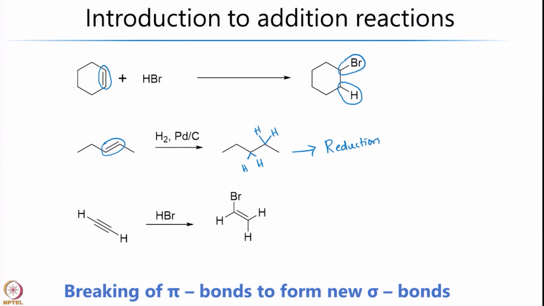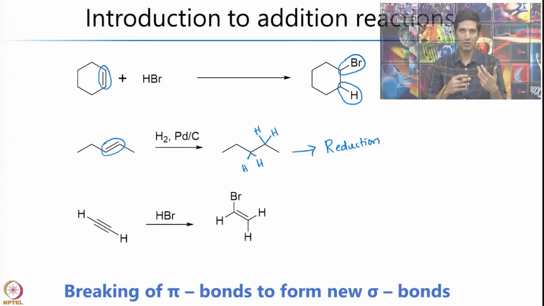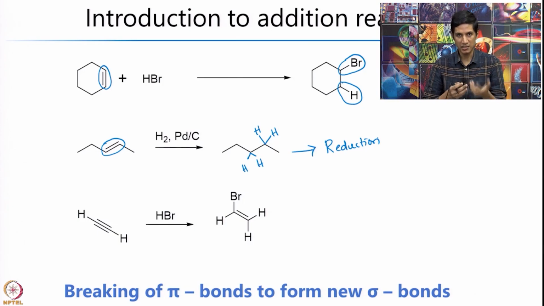So the reactions we are looking at might be classified, the same reaction might be classified under 1 or more heads, but the principle remains the same. That is, in this case a pi bond is broken and 2 or more sigma bonds are being formed, and such reactions we call addition reactions.